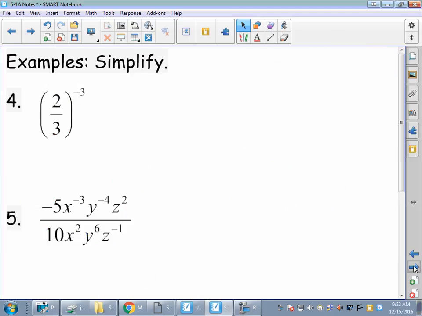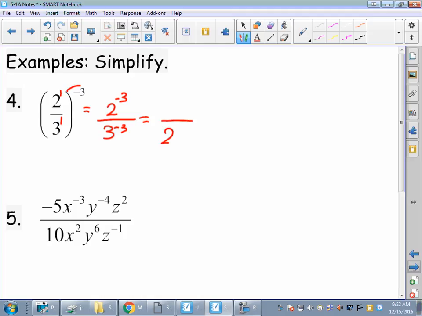A couple more problems here. For a negative exponent with a fraction, you can distribute. Remember, there's a 1 here and a 1 here. So we're multiplying. So I get 2 to the negative 3rd over 3 to the negative 3rd. They're both negative. So that means my 2 to the negative 3rd is going to go to the bottom to become positive.